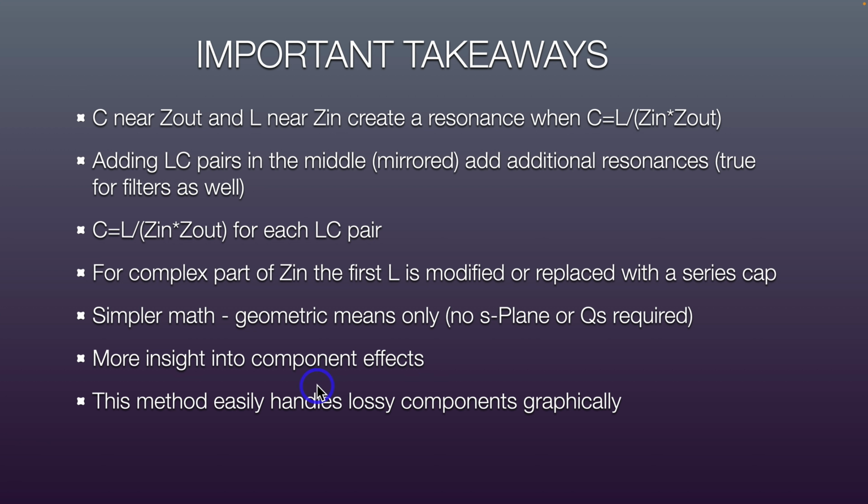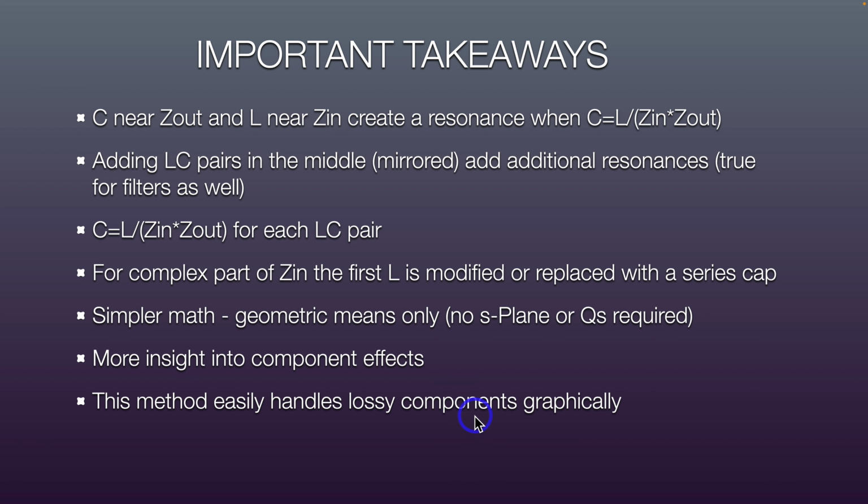Now this methodology also gives much more insight into the component effects. So if you see a particular resonance that's messed up somehow, you can immediately identify which LC pair is causing that issue. This method also easily handles lossy components graphically. Especially on the SimSmith matching tool, you can easily put in very lossy components and just visually see the effect and how to compensate for it. So a very useful tool.